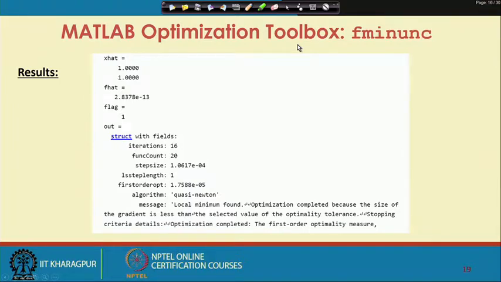So, now look at the solution that you have got: 1 1, and we know that x1 equal to 1 and x2 equal to 1 is the solution, and the function value is 0. So, we get that as 2.83 times 10 to the power minus 13. So, a very small value can be considered as 0.